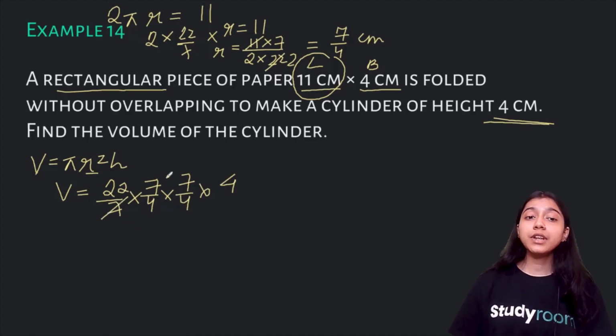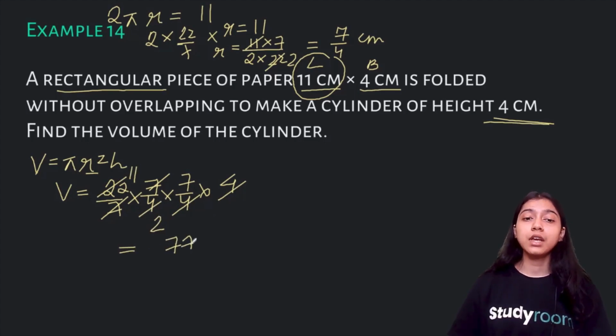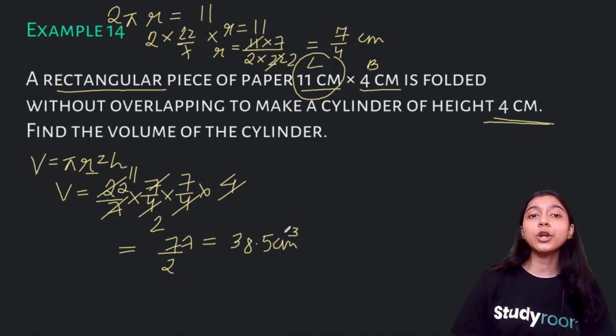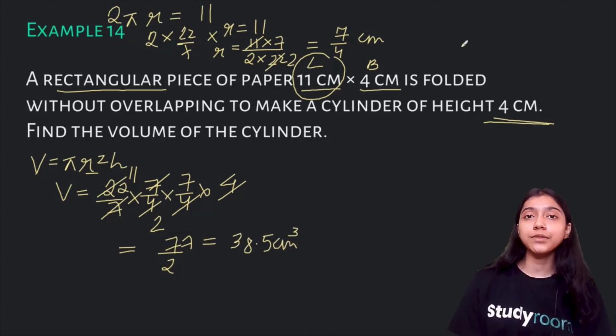So the 7 will get cancelled out with this 7, 4 will get cancelled out with 4. Over here we'll write 2, 11 times 2 and 2 times 4. So we are left with 11 multiplied with 7, that is 77 divided by 2, which gives us 38.5 centimeter cube. So the ultimate volume of this cylinder will be 38.5 centimeter cube.